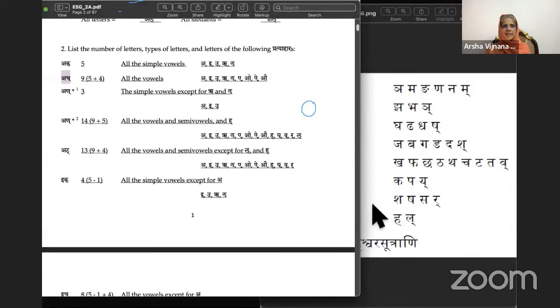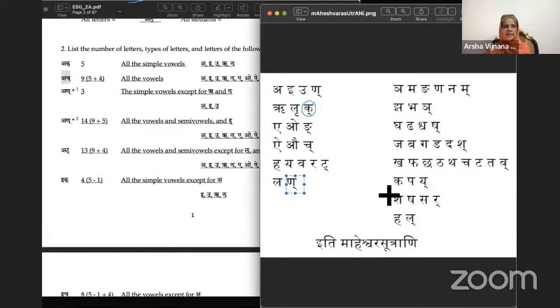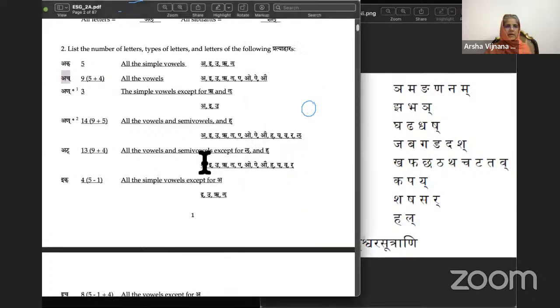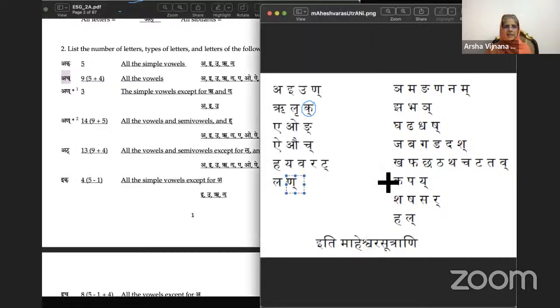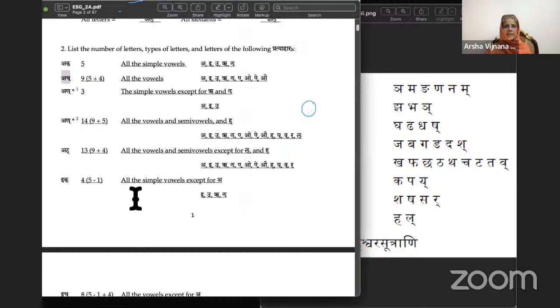Then at. At: all vowels and semi-vowels except for ha. All vowels and semi-vowels except for l and h. I, u, r, lr, e, o, hayavara. That is what is at. Where is at? From here to here. At: all vowels and semi-vowels except for l and h.